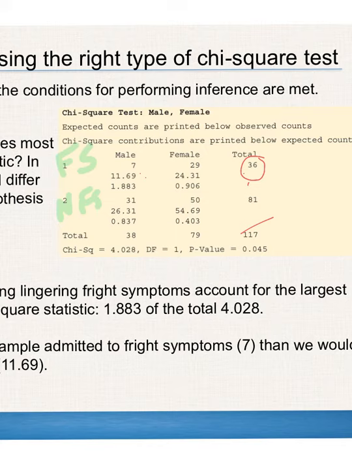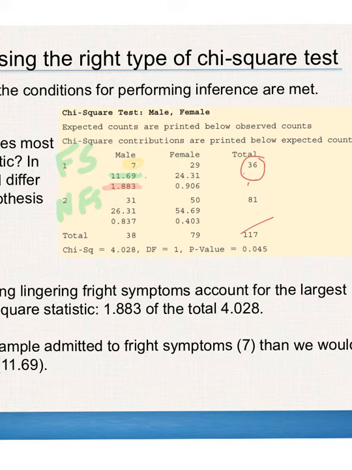So we expected 11.69 of the 38 males to have fright symptoms, but only 7 actually did. And that difference is giving us the biggest addition to that chi-square statistic. So when we go back and do our follow-up analysis, we want to look at that.